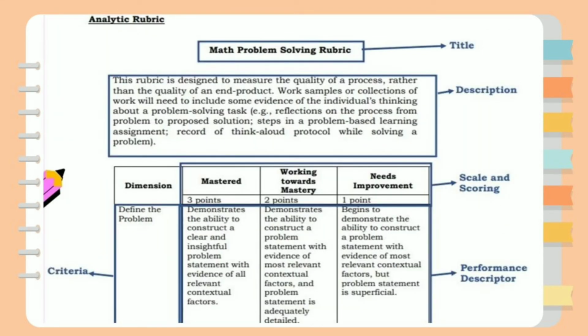Now this time, let's have an example of an analytic rubric, where you can see the title, math problem solving rubric, and then the description. This rubric is designed to measure the quality of a process rather than the quality of an end product. Work samples or collections of work will need to include some evidence of the individual's thinking about a problem-solving task, like reflections on the process from problem to proposed solution, steps in a problem-based learning assignment, record of think aloud protocol while solving a problem, then the scale and the scoring, and the criteria, and the performance descriptor.